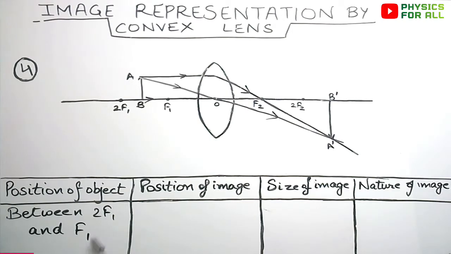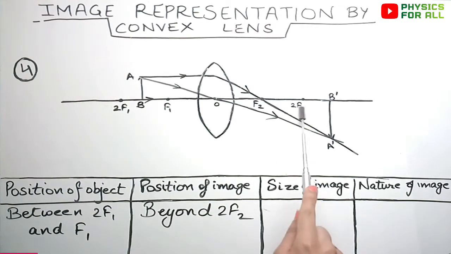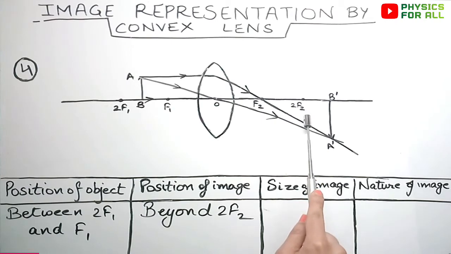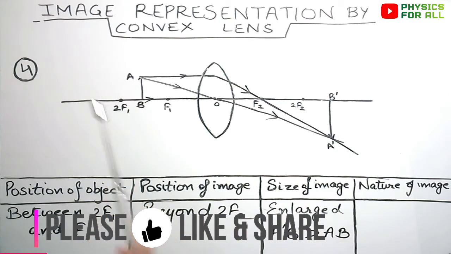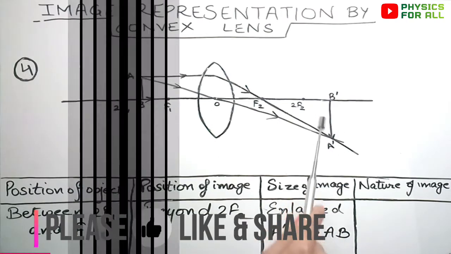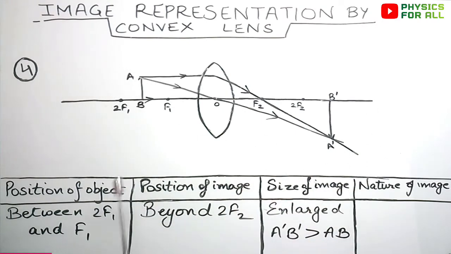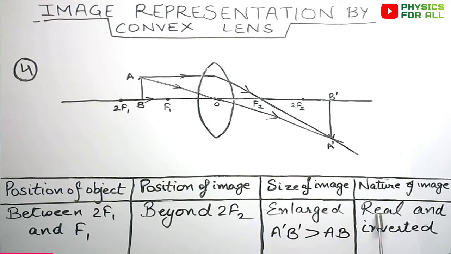So position of object is between 2f1, which is our center of curvature, and f1, which is the principal focus. Position of image is beyond 2f2, that is 2f2 is again the center of curvature, but beyond center of curvature. So here we have the position. As you can see, this height seems to be larger than this height. So our size of image is enlarged. A dash B dash is greater than AB in this particular case. Now the nature of image is real and inverted.